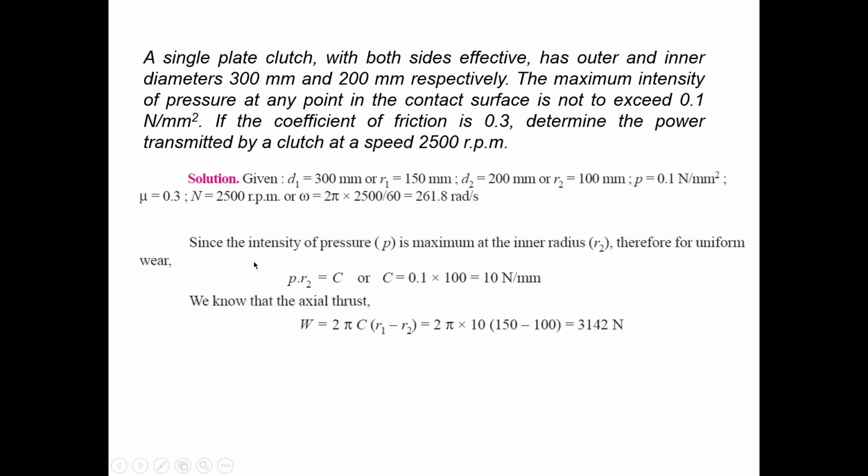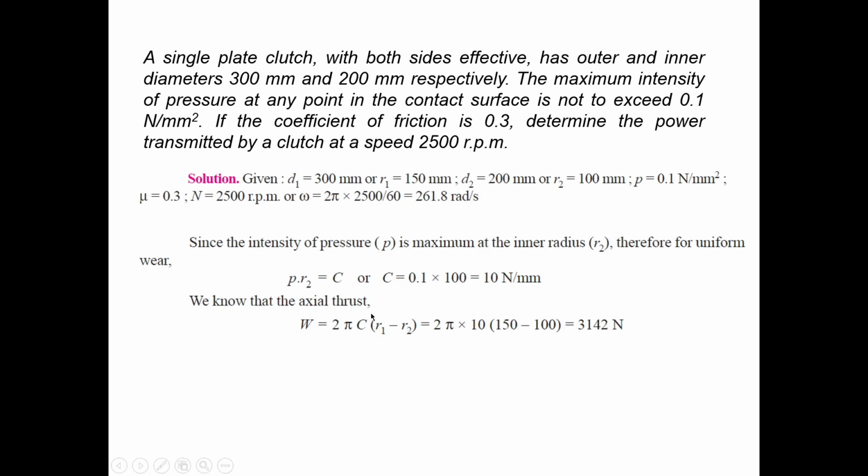In the question it is given that the intensity of pressure is maximum at the inner radius. Therefore, for uniform wear, C is equal to P R2. C is equal to the pressure, which has been given as 0.1, times R2, and the R2 value is given. So we substitute the R2 value here. By substitution, we found out that the C value is 10 Newton per mm.